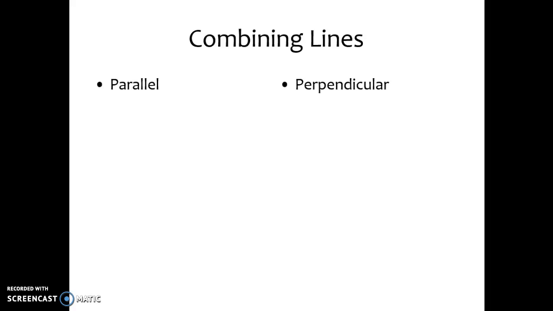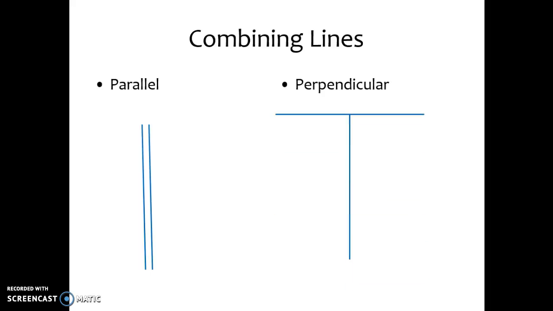Finally, when you are combining lines, there are two different terms that you probably will have heard in your math class: parallel and perpendicular. Parallel being two lines that never cross each other. They don't have to be straight lines. You can have parallel curved lines or parallel zigzag lines, as long as they never cross each other and they stay the same distance away from each other.